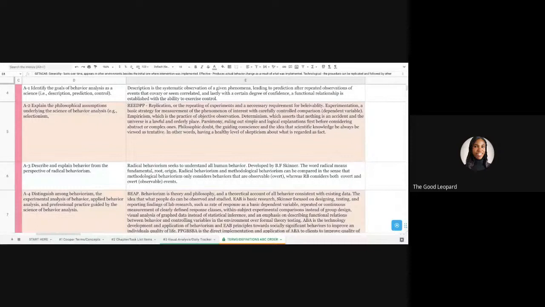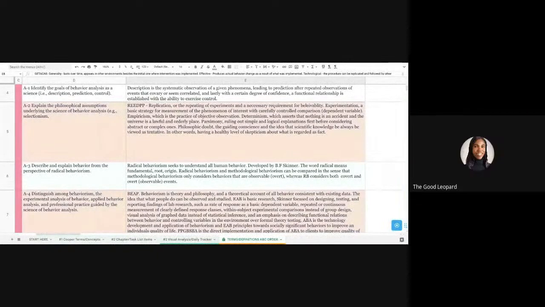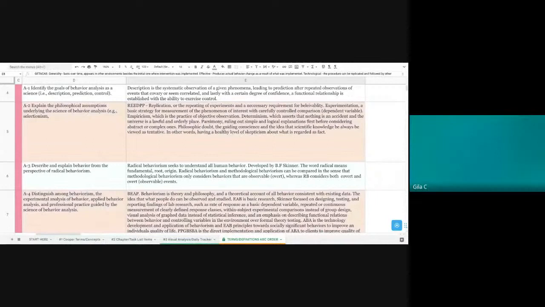Determinism, which is nothing is an accident. The universe is a lawful and orderly place. So nothing is just going to come out of the blue or be random. It's for a reason. Can we say that's almost like you're provoking something to happen? Or what do you mean? Like your actions are going to cause something to happen. Like if you make the wrong choice, you're causing it to happen. Can we put it that way?